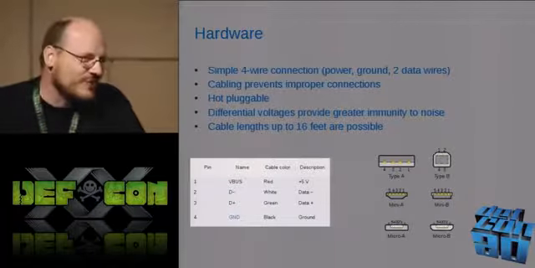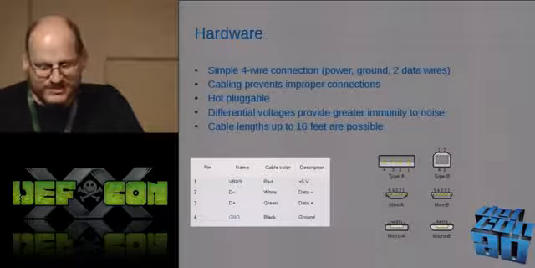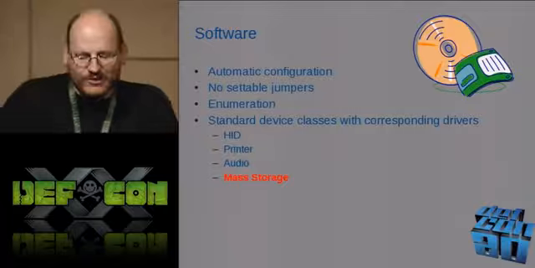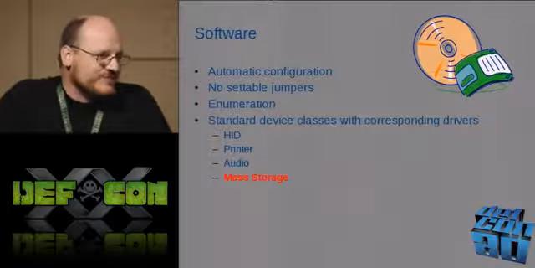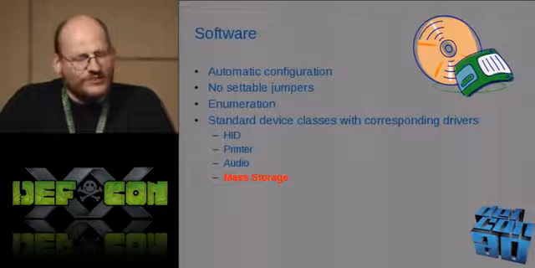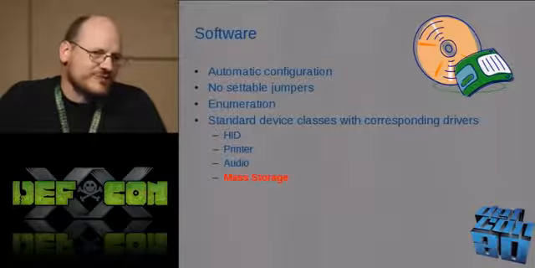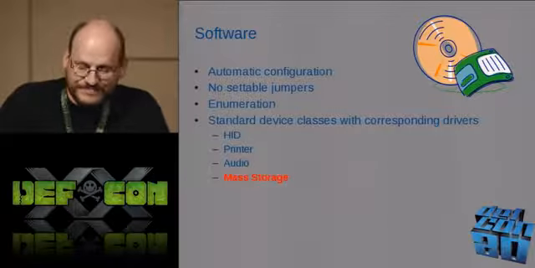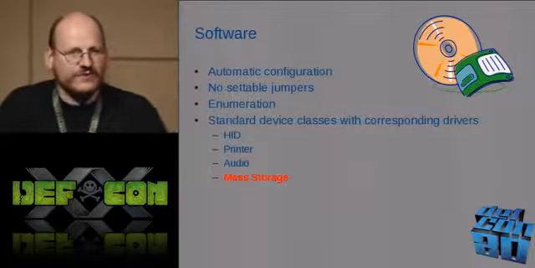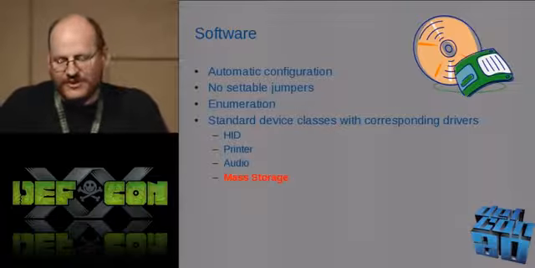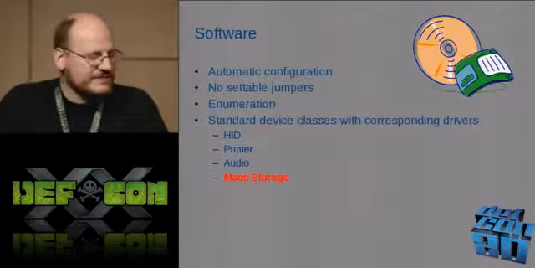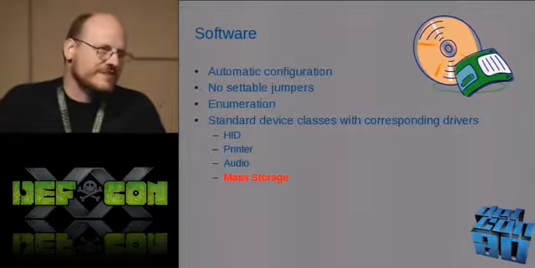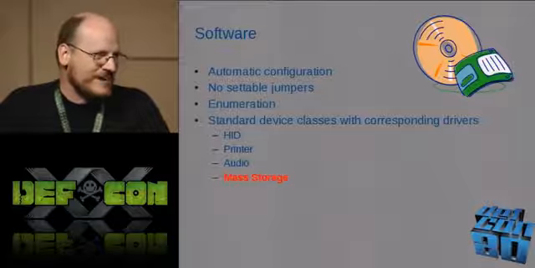Are you good for noise and things like that on your lines? And you can have some fairly long USB cables, as much as 16 feet. All right. There's some software involved. There's automatic configuration. There's no jumpers or anything like that that you need to use. There's a process called enumeration where it basically goes to the device and says, tell me about yourself. And within the standard, we have some standard classes for our devices. So we have human interface devices, printers, audio devices, and then for today, we want to talk about mass storage devices.